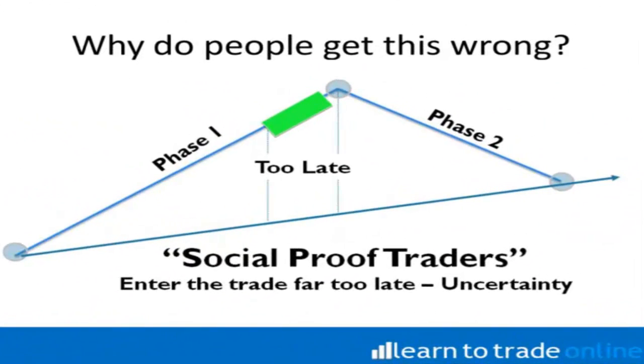The second type of person that gets it wrong are social proof traders. They wait for the market to start to go in the direction of the overall trend, and then wait and wait just to make sure. And then when they're finally happy it is moving in the direction of the trend, they decide it's a bit too late. And then it keeps going. And they can't bear to not be in the market. They jump in right at the end of phase 1, and it turns over into phase 2, and they lose. And that's what social proof traders do.